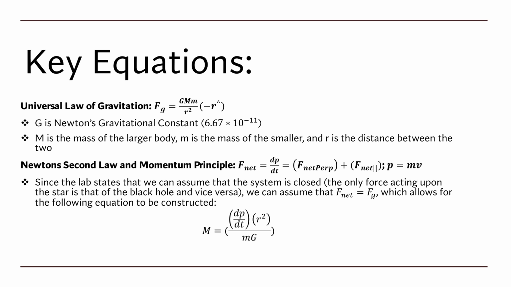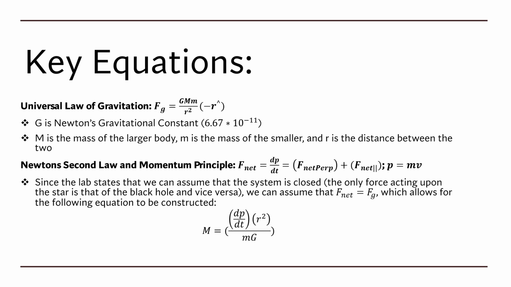We also have Newton's second law of momentum principle, which states that F net is equal to dp over dt, which is equal to the parallel and perpendicular components added together. So that means that the perpendicular plus parallel components of our force are equal to the perpendicular plus parallel components of our dp over dt.